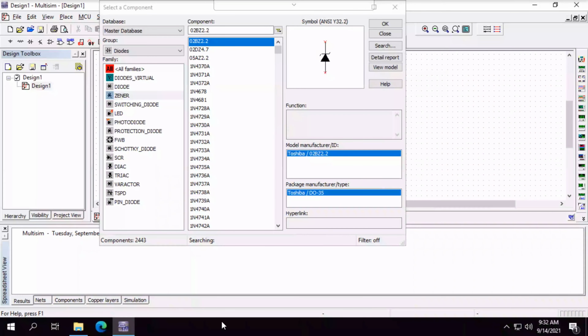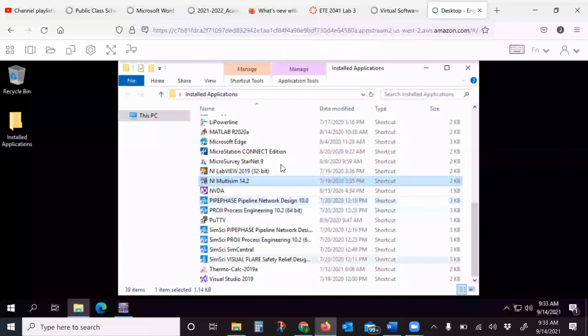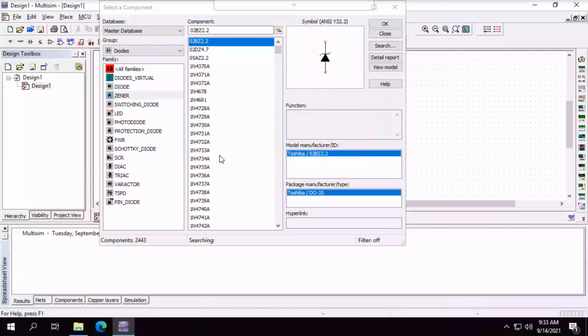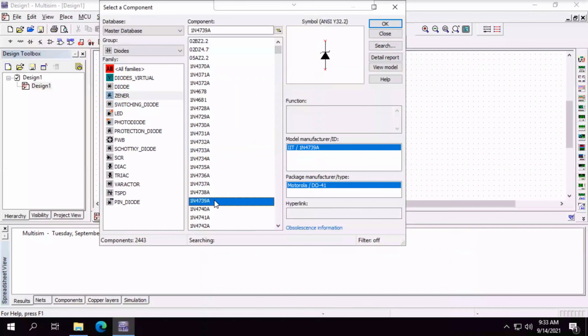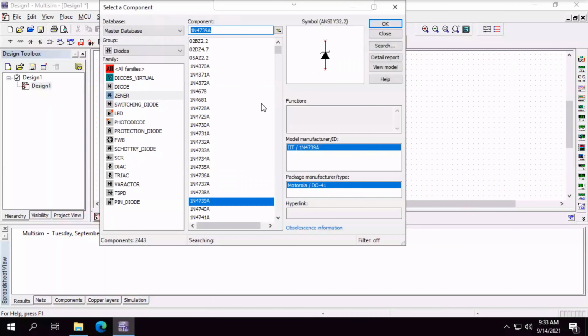Let me get Zoom out of the way. Okay, for the lab, we're using a 4739 Zener diode. Let me get back to grabbing that. This is hard to maneuver. I'm looking for a 4739. Okay, it's this one right here. So for the 4739, just grab it, drop it into your schematic, and then some resistors.